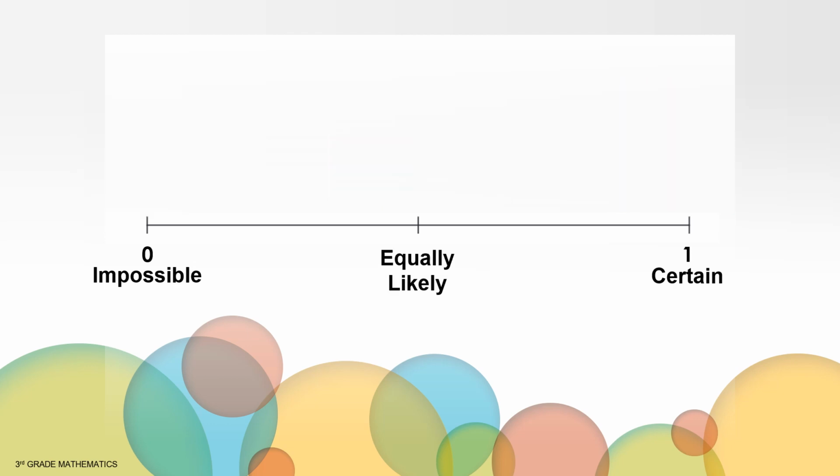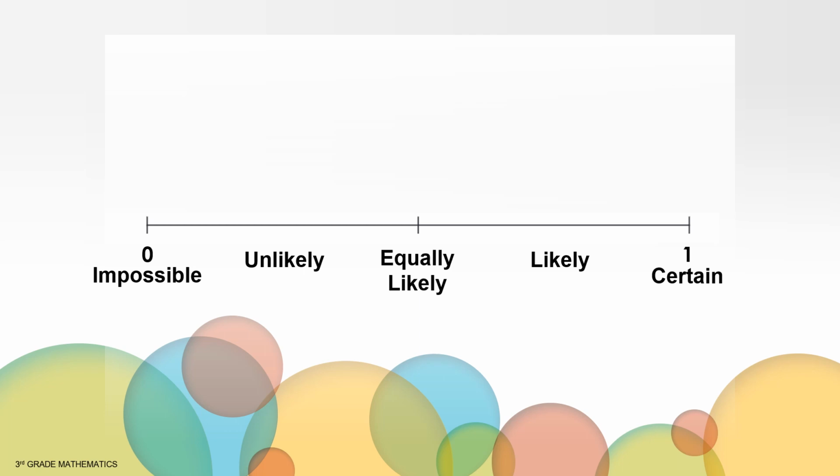Sometimes outcomes fall in between these numbers and are described with other words. For example, it is likely that I will see a cloud in the sky tomorrow, because even if it's sunny, there can be clouds. It is unlikely that it will snow tomorrow, because we live in Virginia and it's springtime.